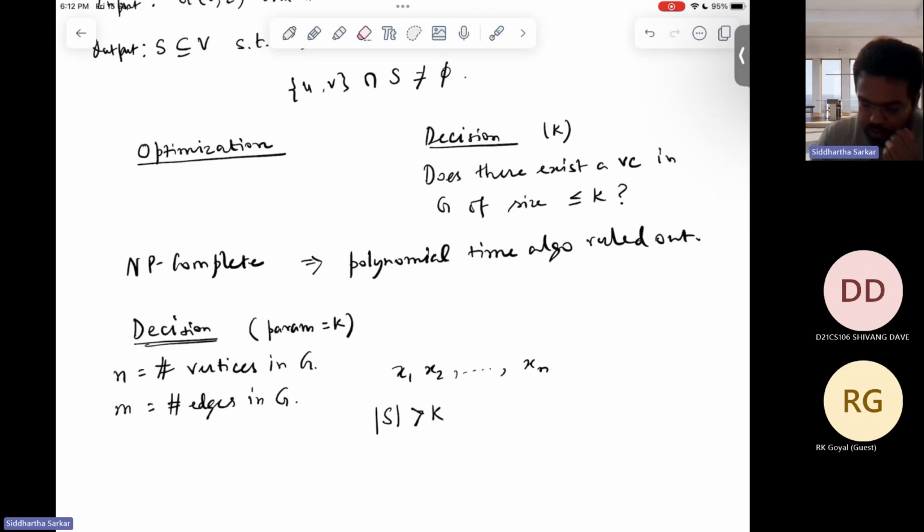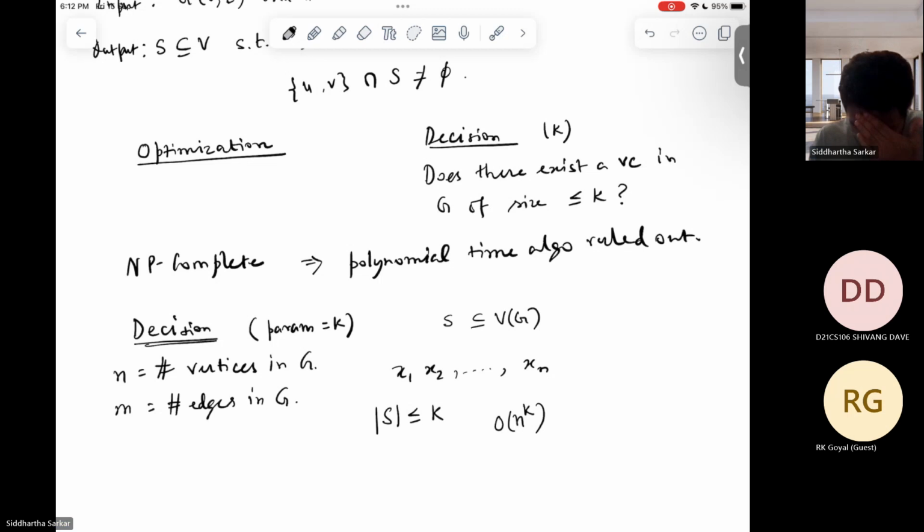So we will make an assumption that we are only considering subsets S of the vertex set V of size at most k, and there are at most order n to the power k such subsets, and for each of these subsets you are deciding whether this is a vertex cover or not. So the running time is at least order n to the power k.